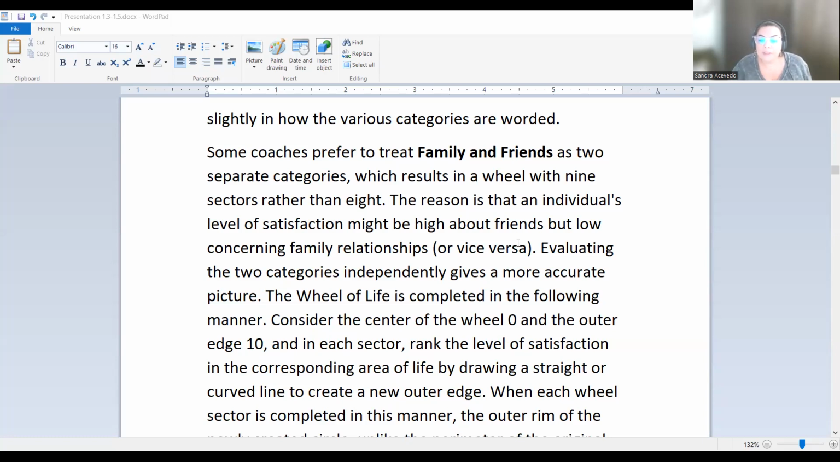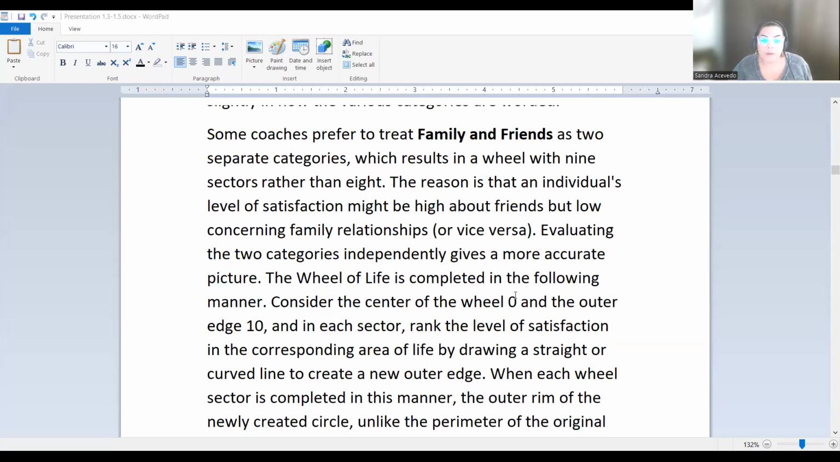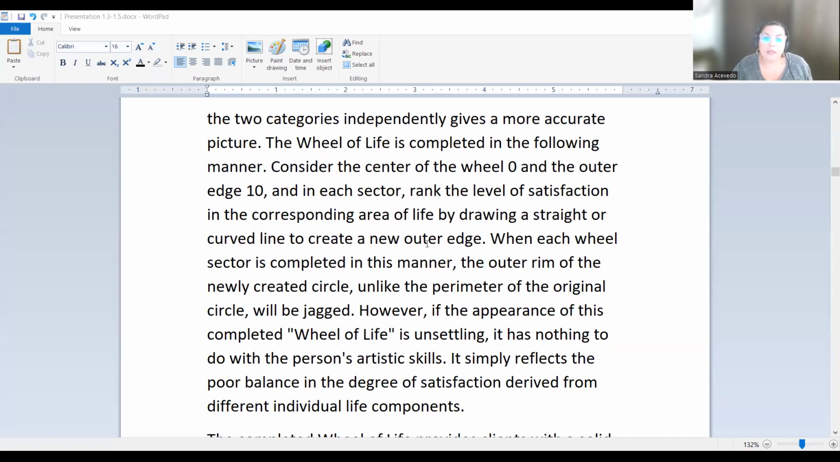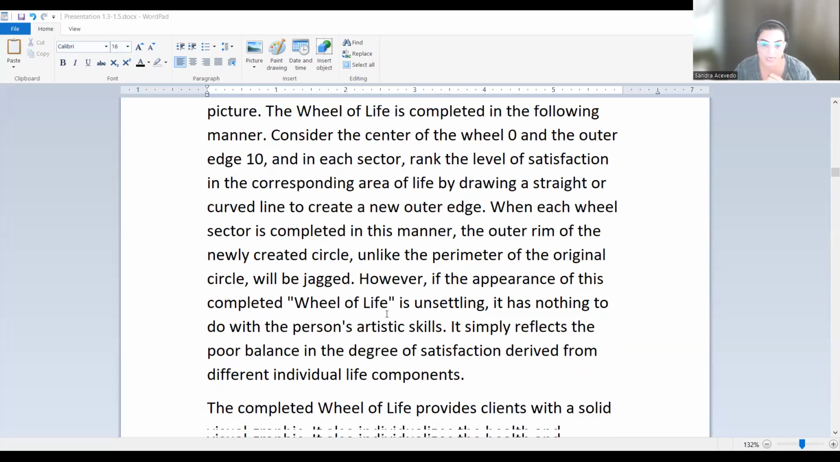The wheel of life is completed in the following manner. Consider the center of the wheel as 0 and the outer edge as 10, and in each sector, rank the level of satisfaction in the corresponding area of life by drawing a straight or curved line to create a new outer edge. When each wheel sector is completed in this manner, the outer rim of the newly created circle, unlike the perimeter of the original circle, will be jagged.